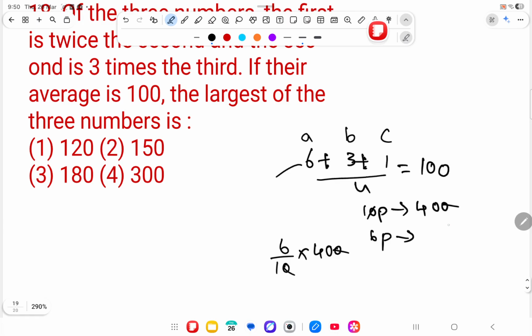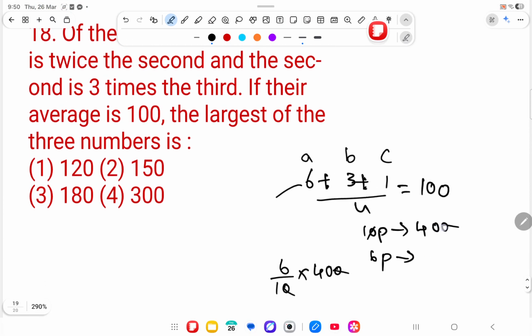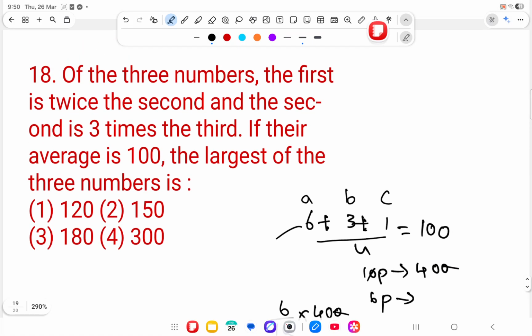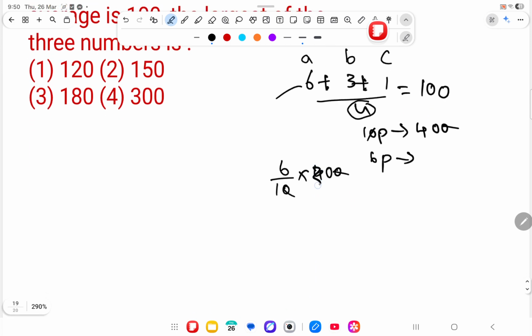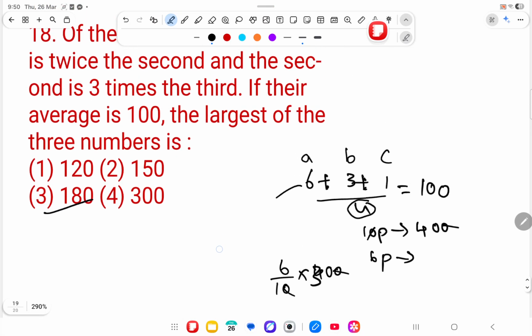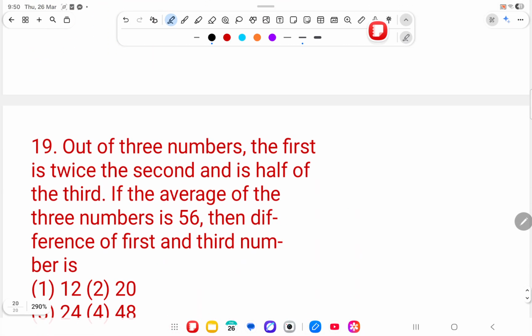640 is 240. Somewhere we have made a mistake. What is that mistake? My average is what? 3 numbers average will be by 3, right? So 300. So the right hand part must be 300. So 6 into 30, 180.